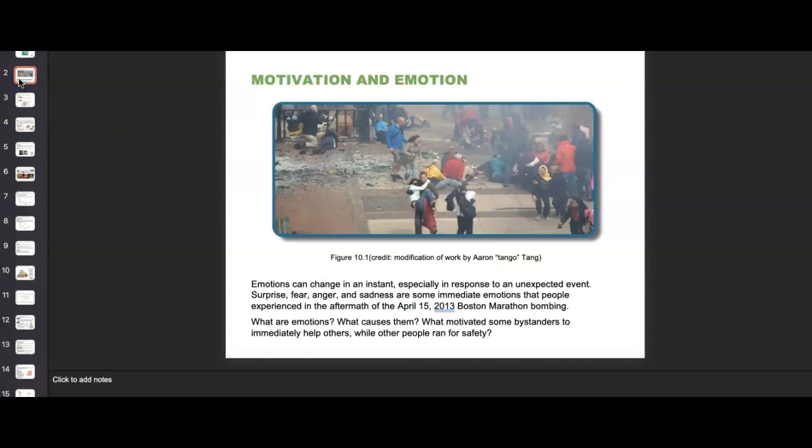Emotions can change in an instant, in a snap, especially in response to an unexpected event. Surprise, fear, anger, and sadness are some immediate emotions that people experience in the aftermath of the April 15th, 2013 Boston Marathon bombing. This chapter aims to answer what emotions are, what causes them, and what motivated some bystanders to immediately help others in situations like the Boston bombing, while other people ran for safety, potentially.